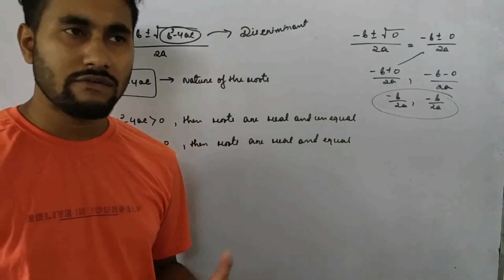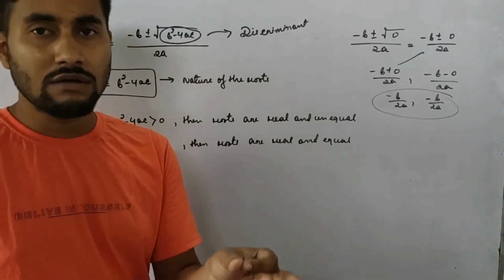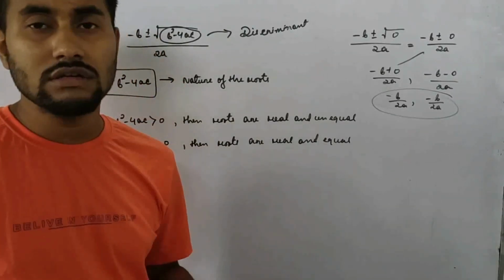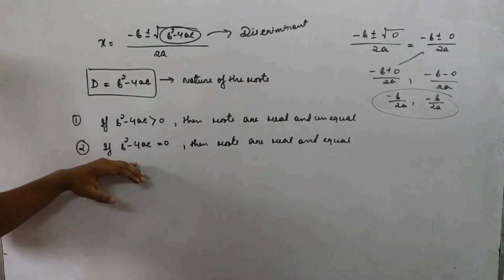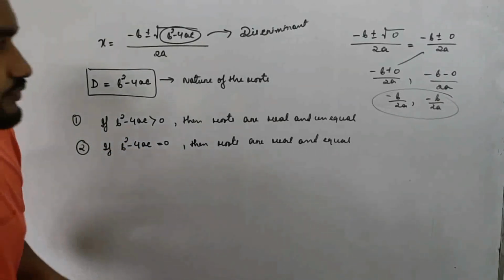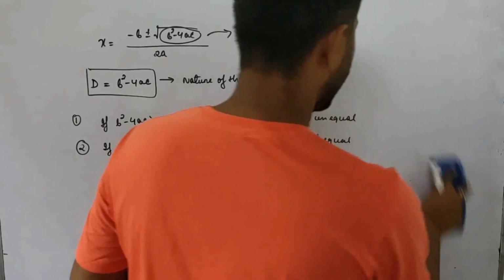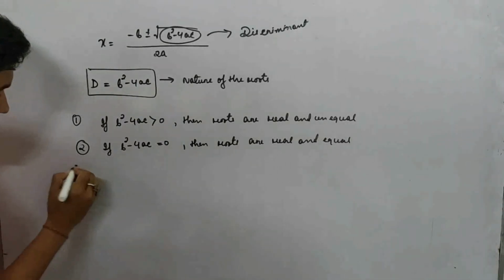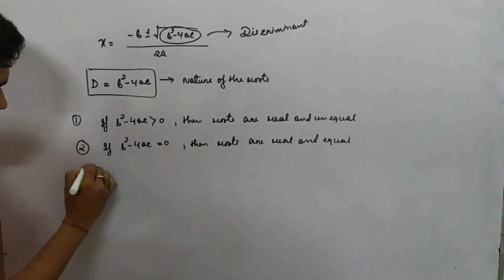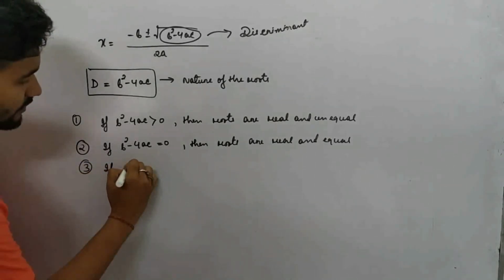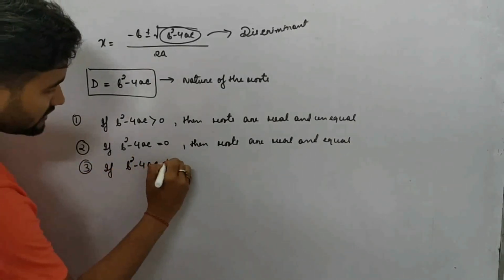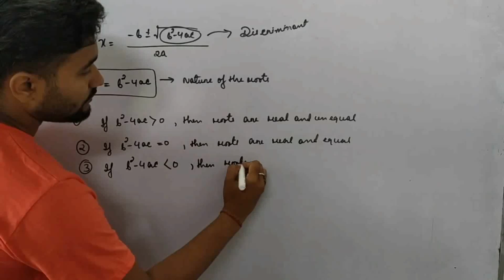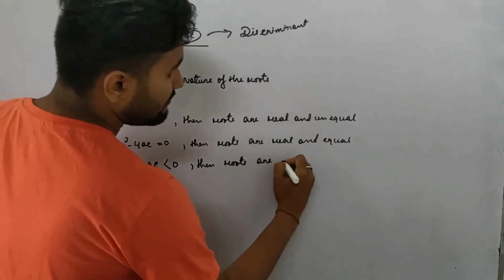Now you have seen in math several times that while solving or splitting the middle term of a quadratic equation, we often get the roots as 2, 2, 1, 1, minus 3, minus 3. This happens when your discriminant is 0. Understood? So this is your second important condition. And the third important condition, number 3: if b square minus 4ac is less than 0, then roots are imaginary.